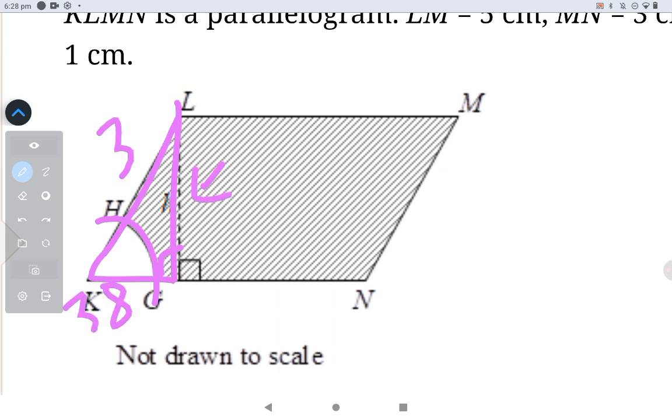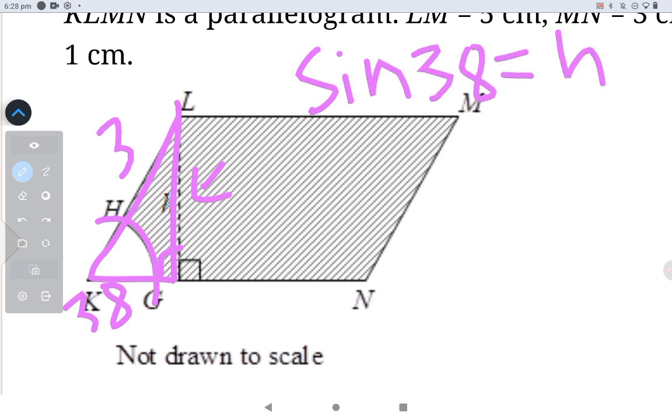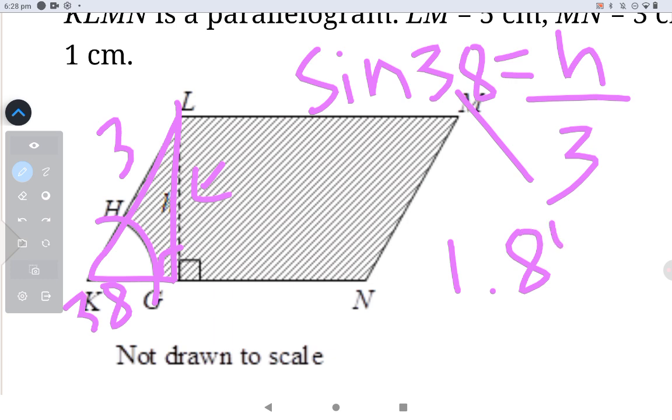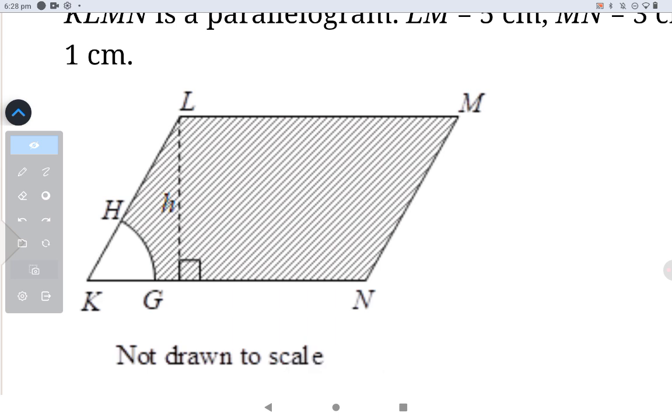Simple. We can use sine. We can use opposite over hypotenuse. So sine 38 is equal to opposite, which is h, over hypotenuse, which is 3. Now you cross multiply, we can get h is equal to 1.84. Okay, you can round it off if you want to 1.8. All good. Now we found the height of the parallelogram.